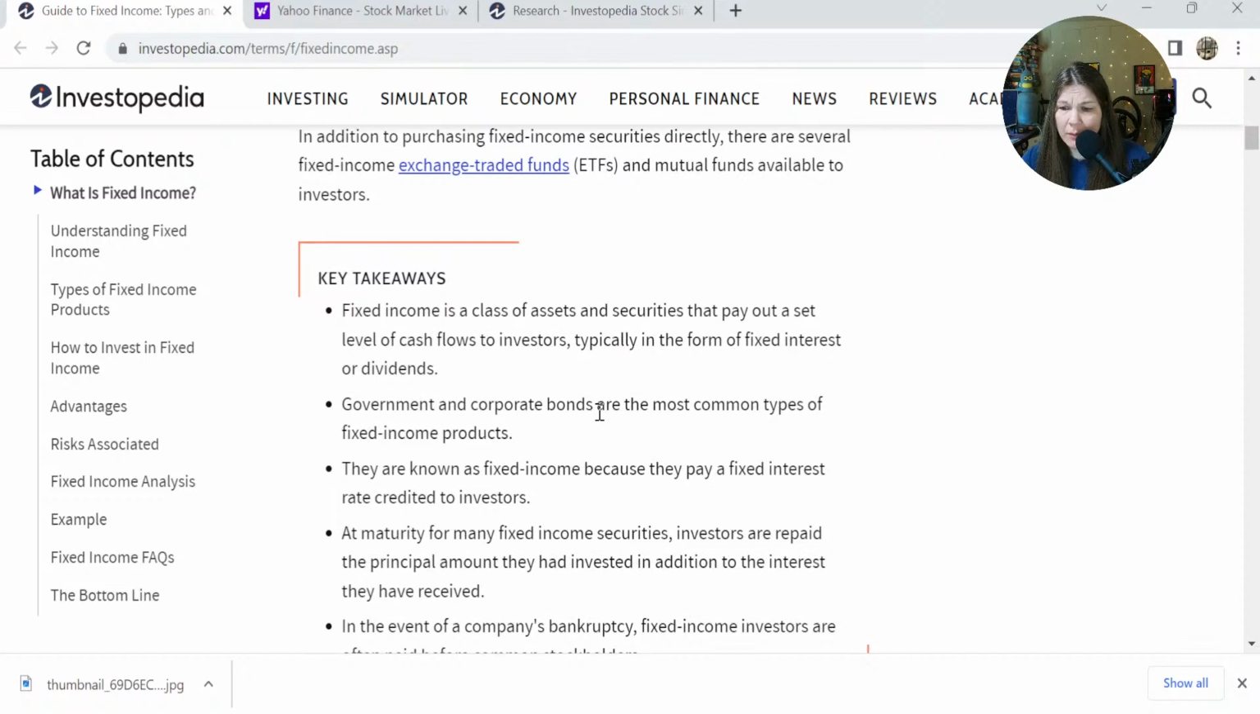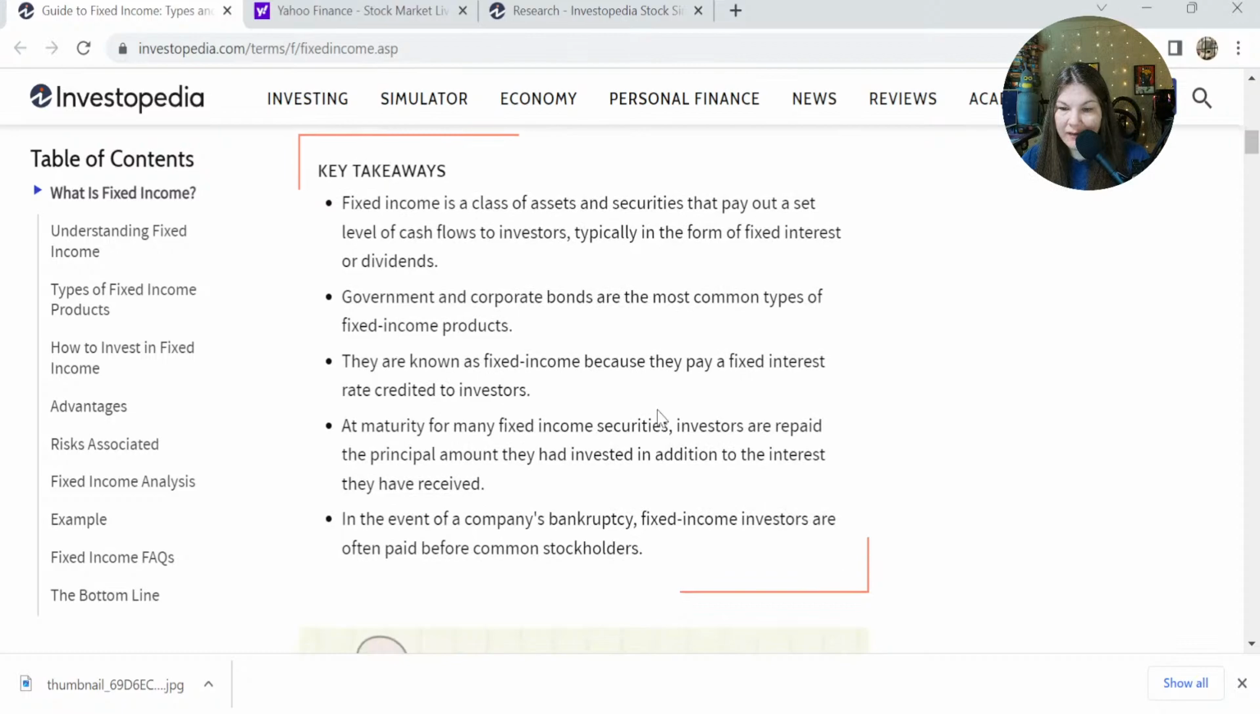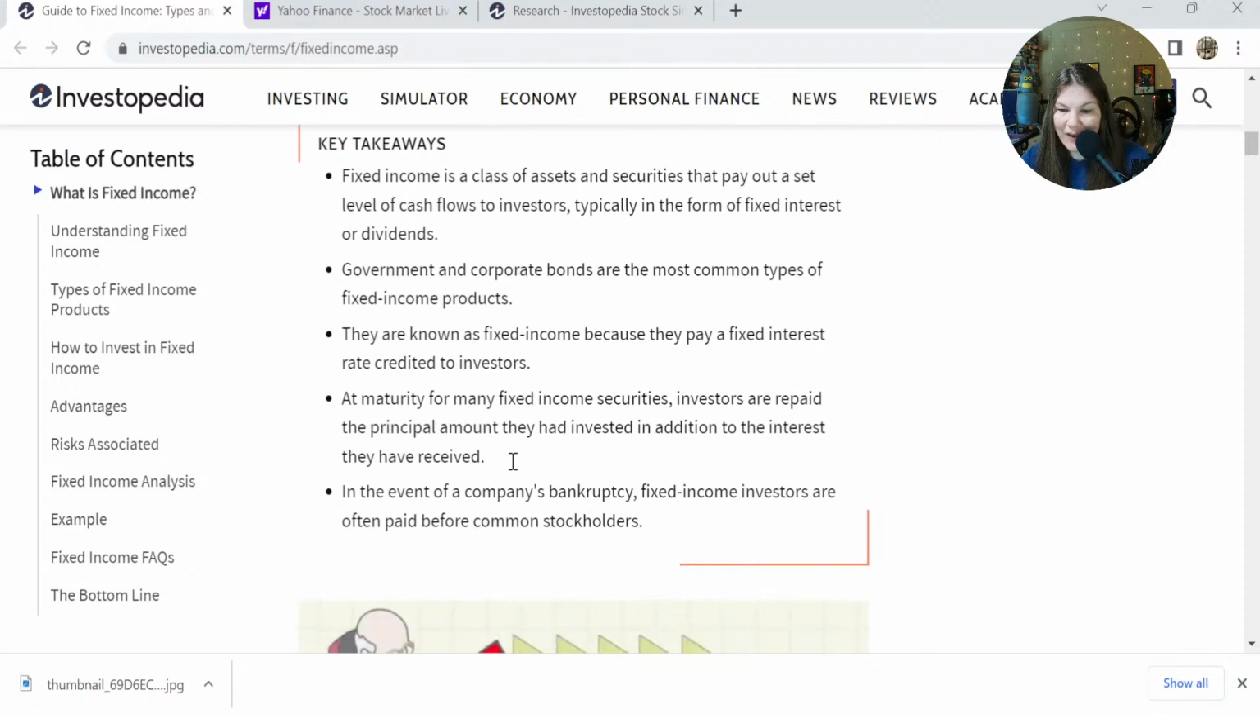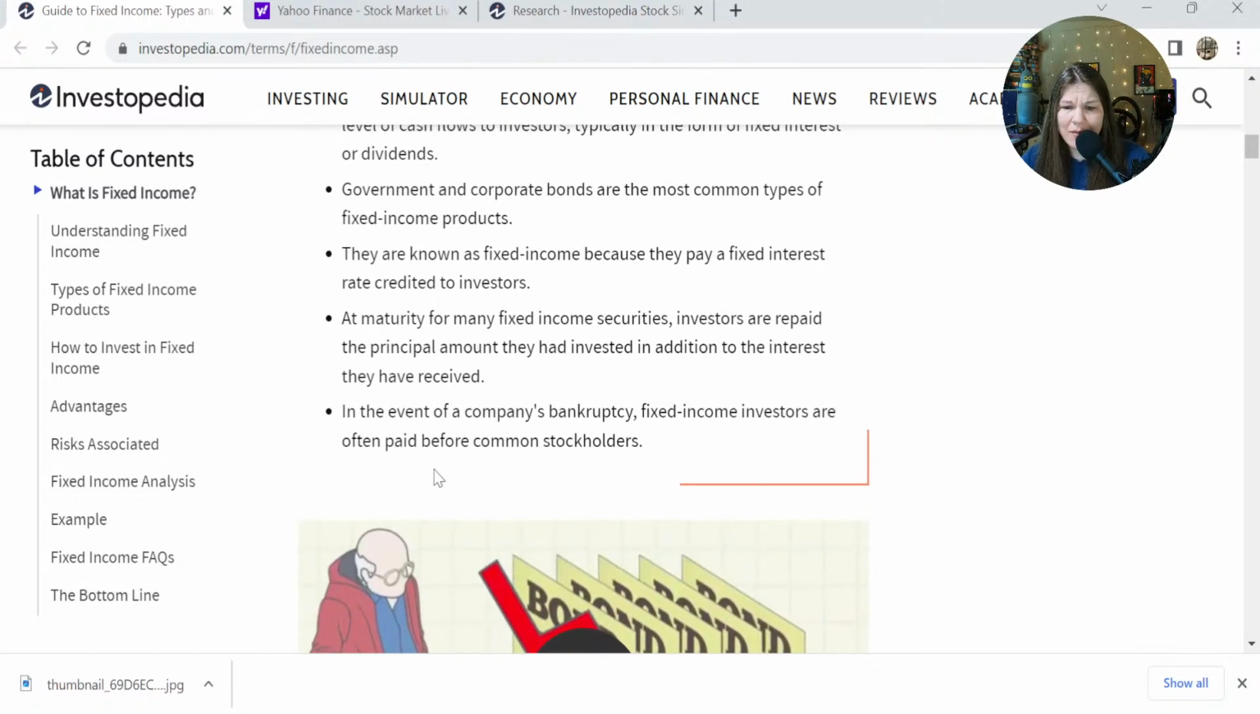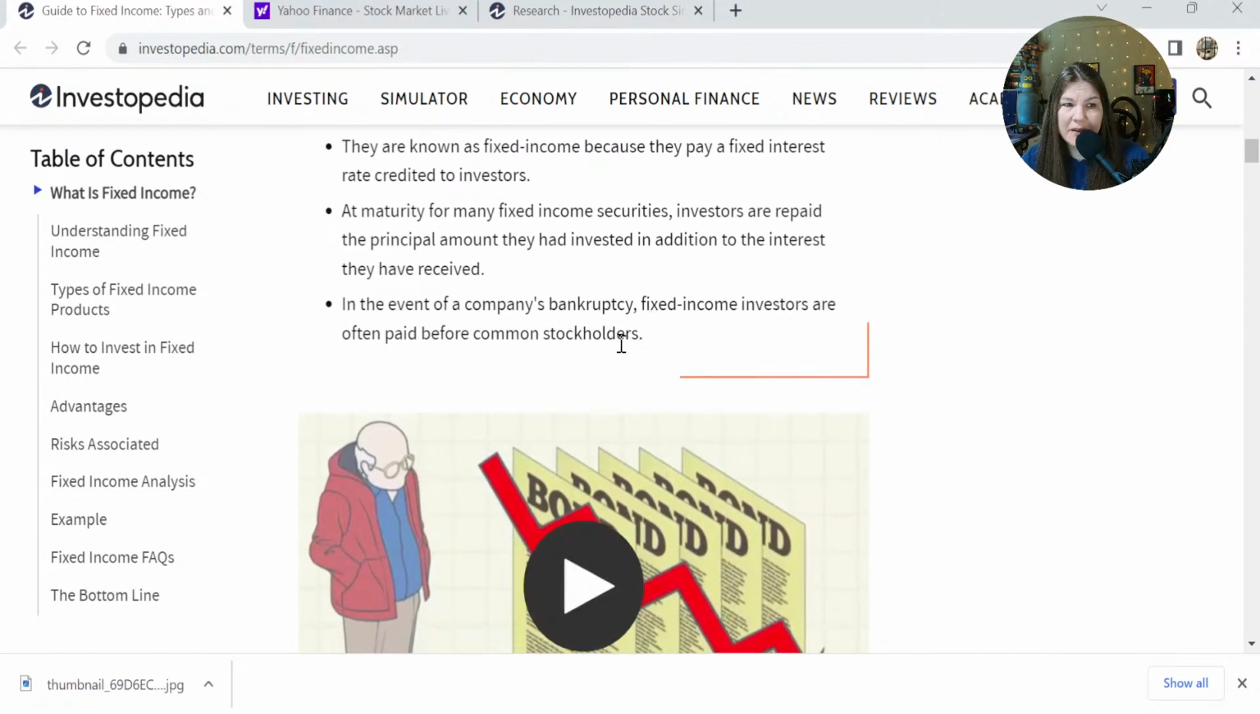Government and corporate bonds are the most common types of fixed income products. They are known as fixed income products because they pay a fixed interest rate credited to investors. At maturity, for many fixed income securities, investors are repaid the principal amount they had invested in addition to the interest they had received. In the event of a company's bankruptcy, fixed income investors are often paid before common stockholders.